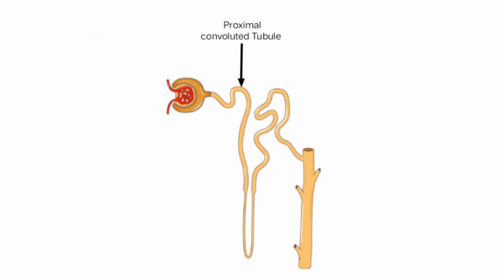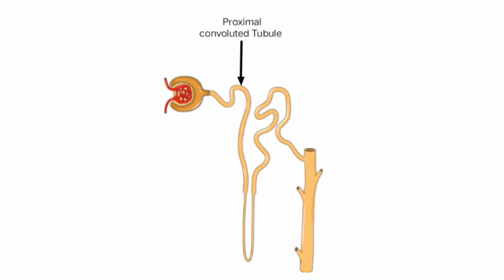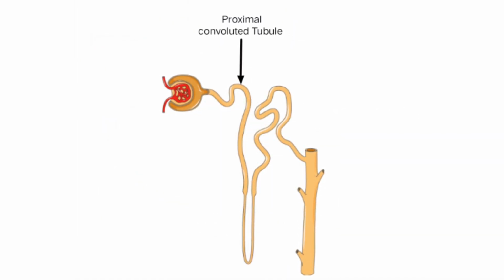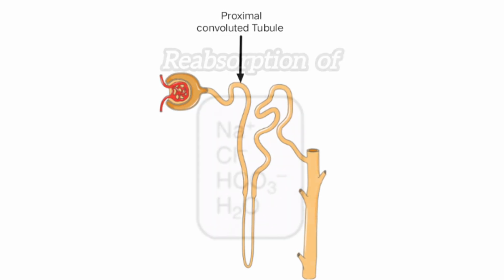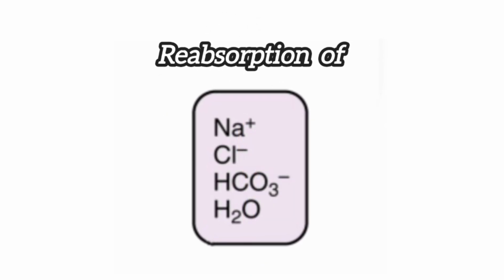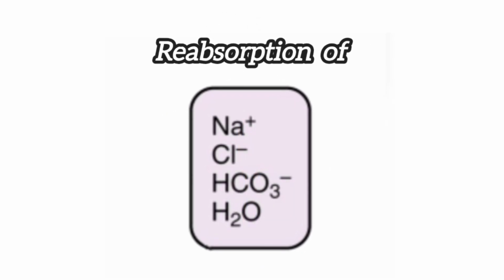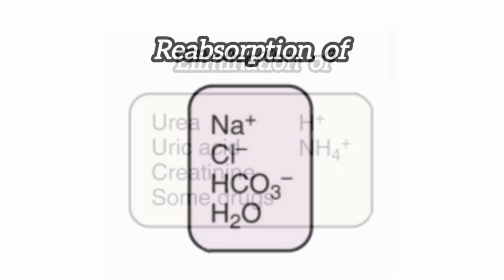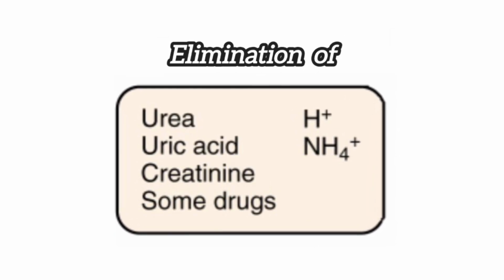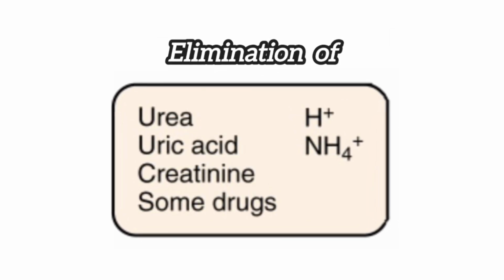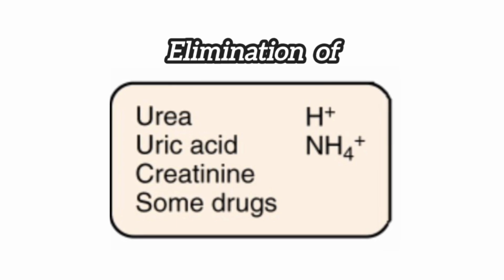The proximal convoluted tubule is a highly coiled network and a highly active segment of the nephron which reabsorbs most of the useful substances of the filtrate like sodium, water, bicarbonate, chloride and glucose. Also, the proximal convoluted tubule is the primary site for elimination of drugs, waste and hydrogen ions.